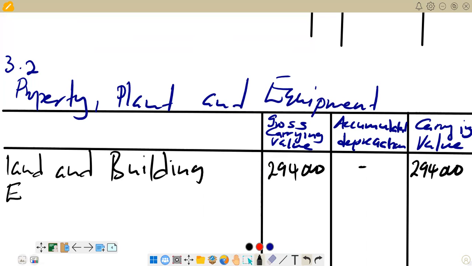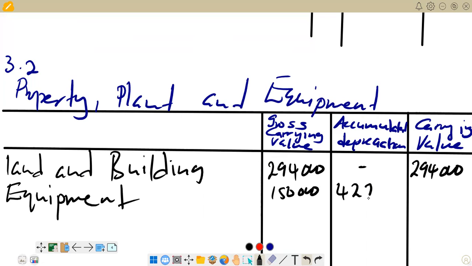And then the other non-current asset that is there is equipment. On equipment, on the gross carrying value, we have got 150,000. And then the accumulated depreciation is 42,732. And then we subtract this one from this one to get the carrying value. So if you subtract there, you're supposed to get 107,268. So this is our carrying value.